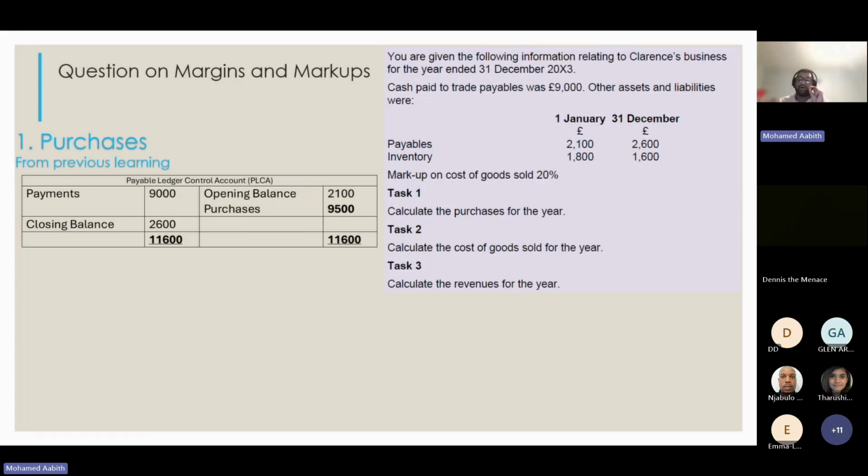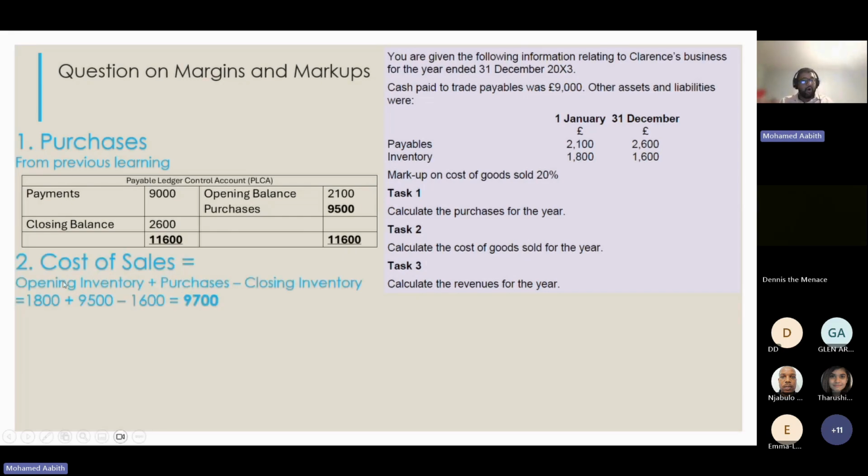So if I know the purchases, there is a formula to find the cost of goods sold. Remember cost of sales, how we find it? Opening inventory plus purchases minus closing inventory is equal to your cost of goods sold or cost of sales. Here we go. So let's put those numbers here. Opening inventory at the beginning of the year was 1,800 plus purchases, which is 9,500, minus the closing inventory, which is 1,600 at the year end. Take that away, we will have the cost of sales amount of £9,700. So we found the cost of sales figure.